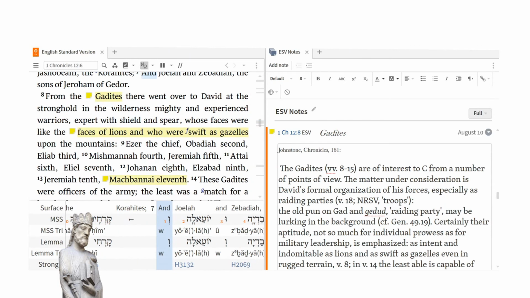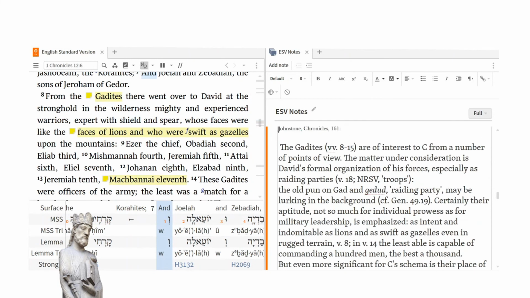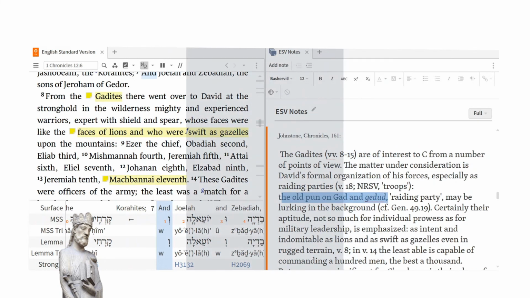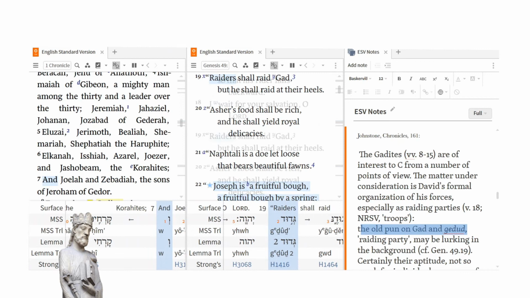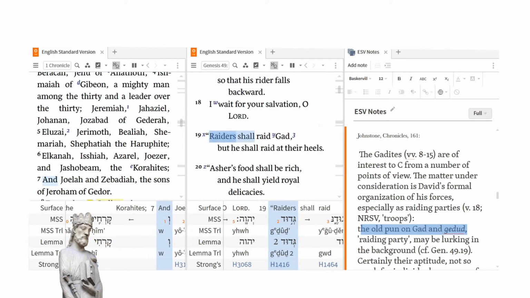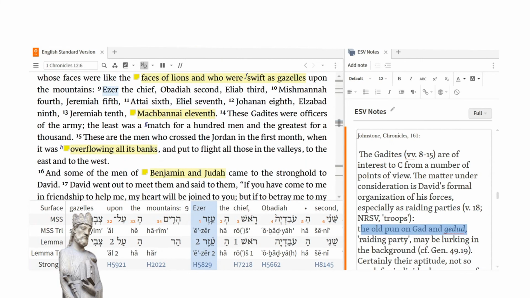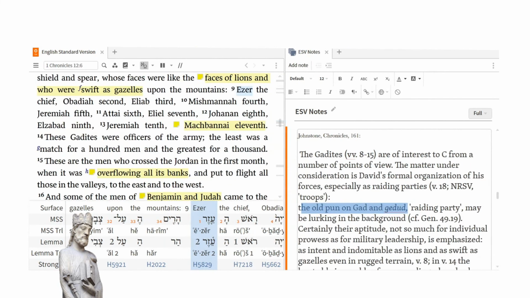And we'll pick up here with the Gadites. Johnstone notes that there's probably an old pun involved in this section. Let's go ahead and look at the passage it's referring to. Genesis 49:19: "and raiders shall raid Gad, but he shall raid at their heels." This footnote says Gad sounds like the Hebrew for raiders and raid. And so that may be coming up in part of this section.